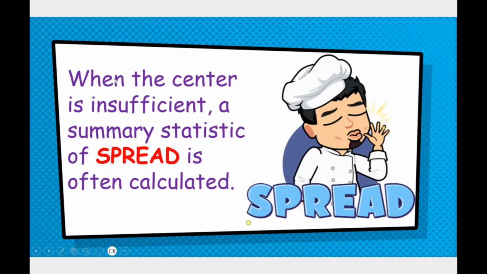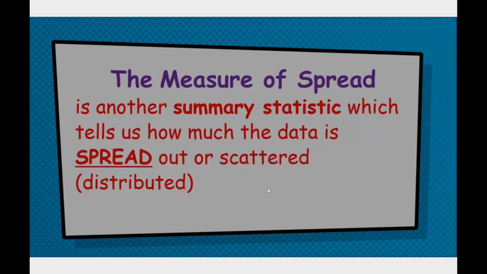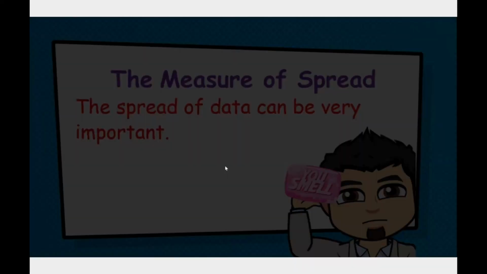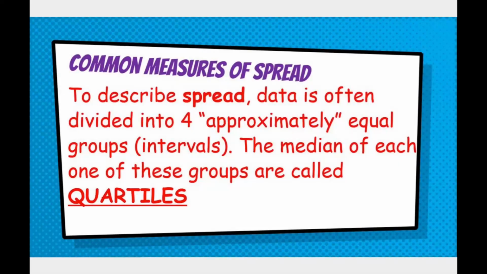And sometimes when we have a center that is not as sufficient, a summary statistic of spread is often calculated. So spread, the measure of spread, is another summary statistic, which just tells us how much the data is spread out or scattered. The spread of data can be very important. Like if I was expecting tests to range between 60 and 90 and they were between 20 and 70, that's a pretty different spread, right?